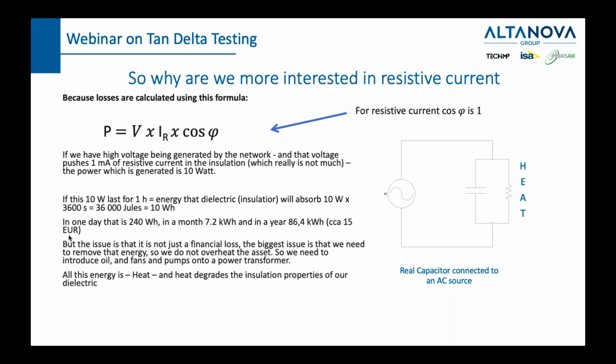The issue is that it's not just a financial loss. The biggest issue is that all this energy is turned into heat. And this heat is what tends to destroy or degrade our insulation. So the heat which is being generated here has to be removed. So we need to remove that heat using all types of coolers, fans, pumps, oils, etc.